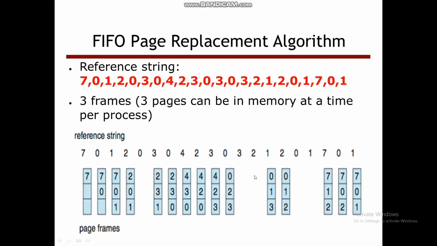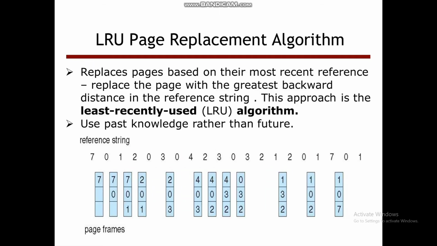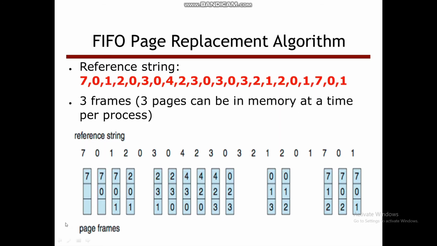And the situation goes on like this until we come to the last page of the reference string. So here we can see that the page fault count is not minimum. There is a large number of page faults, but this is a very simple scheme. The number of page faults is 3, 4, 5, 6, 7, 8, 9, 10, 12, 15 is the page fault count.